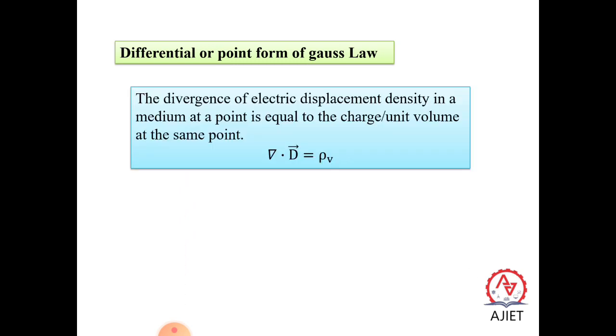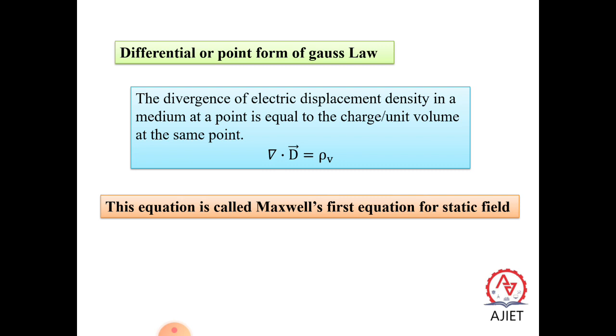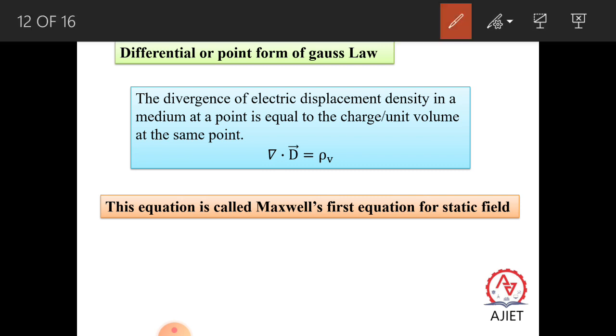Next, the law we have to deal with is the differential or point form of Gauss law. So what does this tell you? The divergence of electric displacement density in a medium at a point is equal to the charge per unit volume at the same point. So del dot D is equal to the charge enclosed per unit volume at the same point, that is taken as rho v.